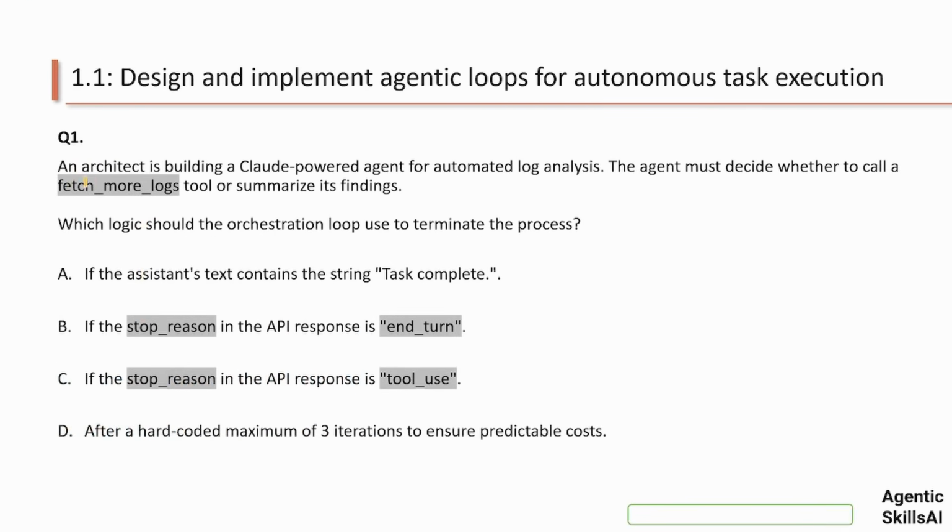Question 1. An architect is building a Claude-powered agent for automated log analysis. The agent must decide whether to call a Fetch More Logs tool or summarize its findings. Which logic should the orchestration loop use to terminate the process? A. If the assistant text contains the string "task complete." B. If the stop reason in the API response is end_turn. C. If the stop reason in the API response is tool_use. D. After a hard-coded maximum of 3 iterations to ensure predictable costs.